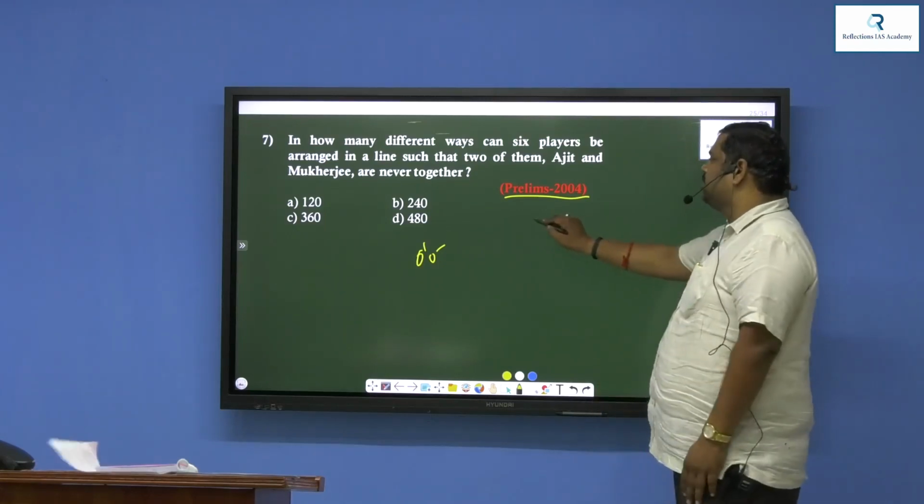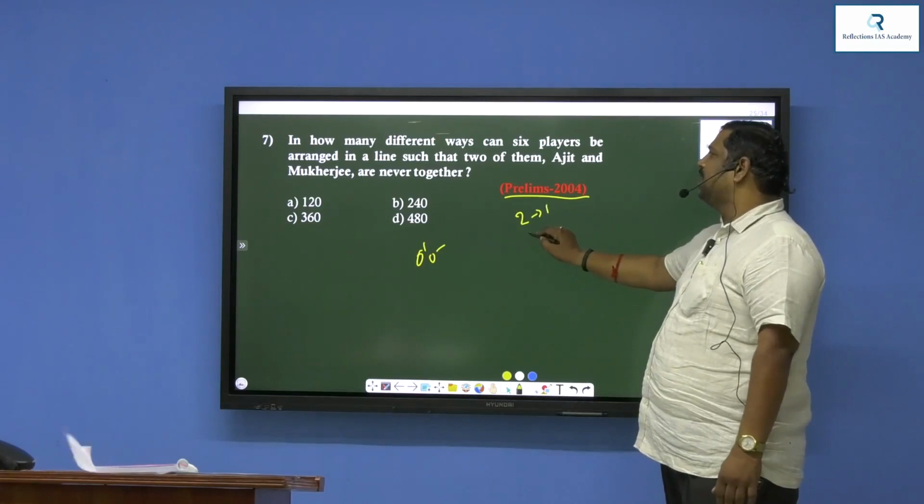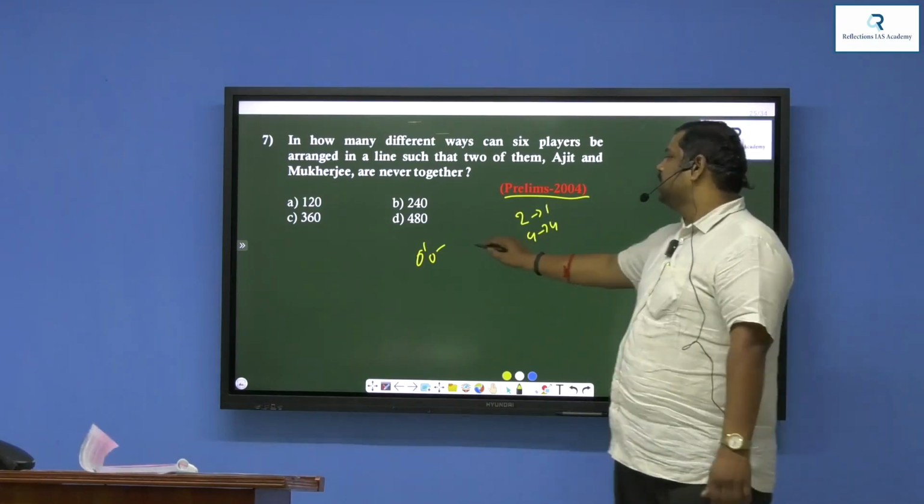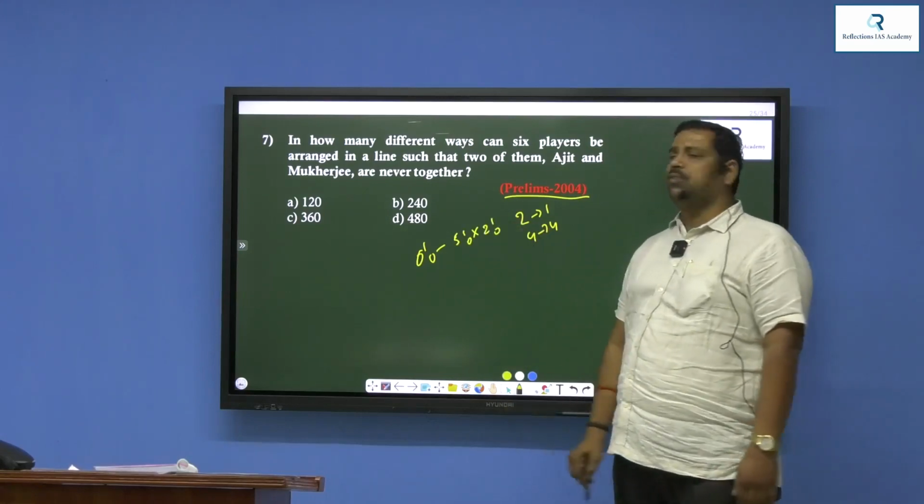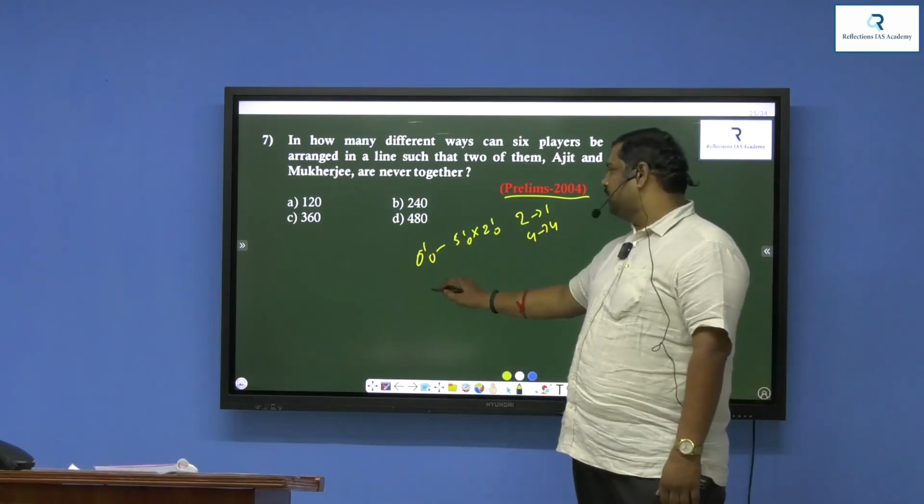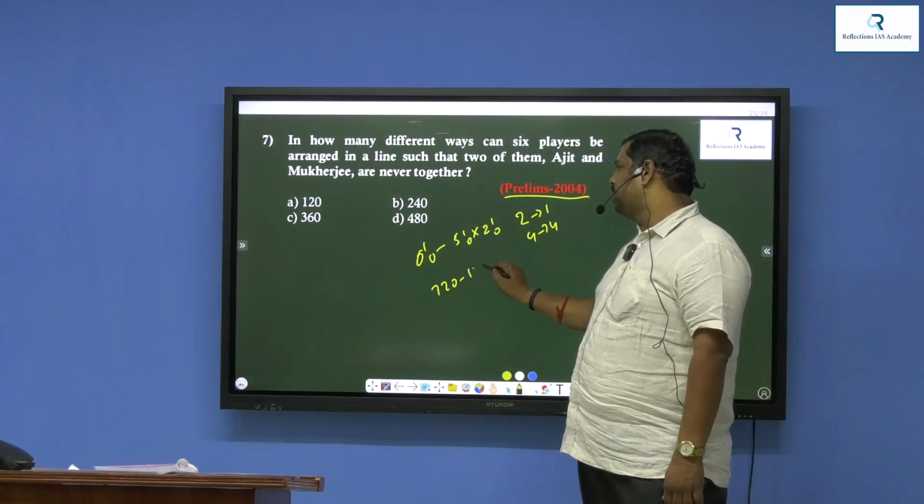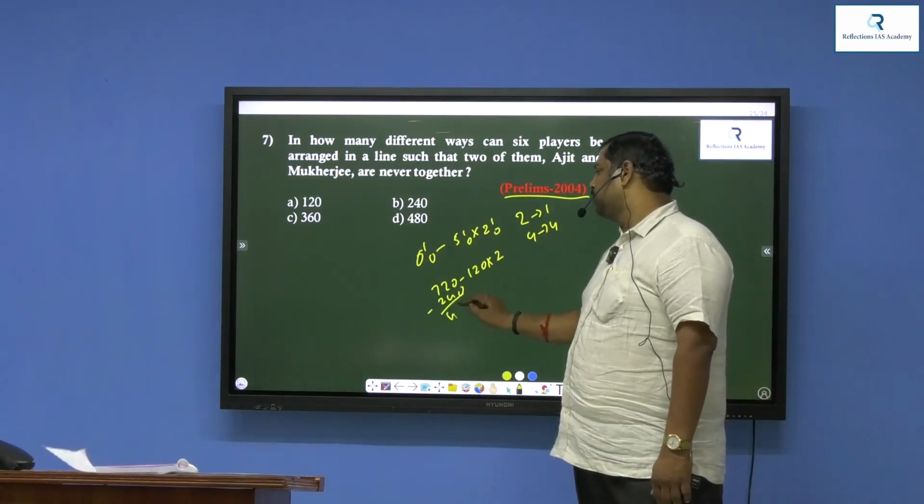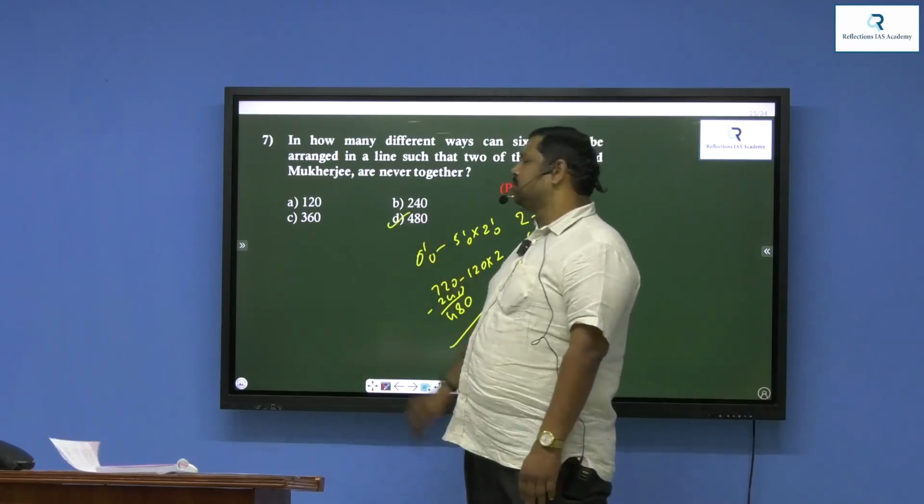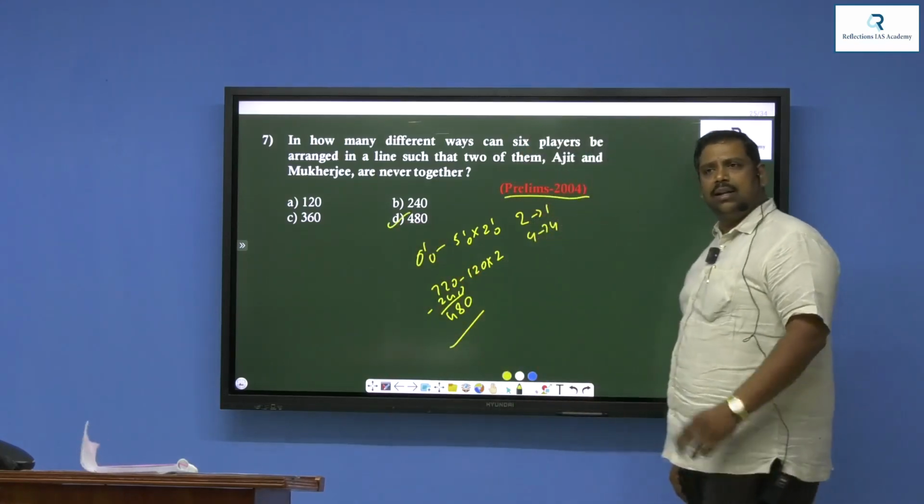Those 2 adjacent to each other means those 2 as 1 unit and the remaining 4 as 4 units. Total is 5 units. So 5 factorial into those 2 arranged among themselves in 2 factorial. 6 factorial is 720 minus 5 factorial, 120, into 2, that is 240. If I subtract, it will be 480. So what is the answer? D is the answer.